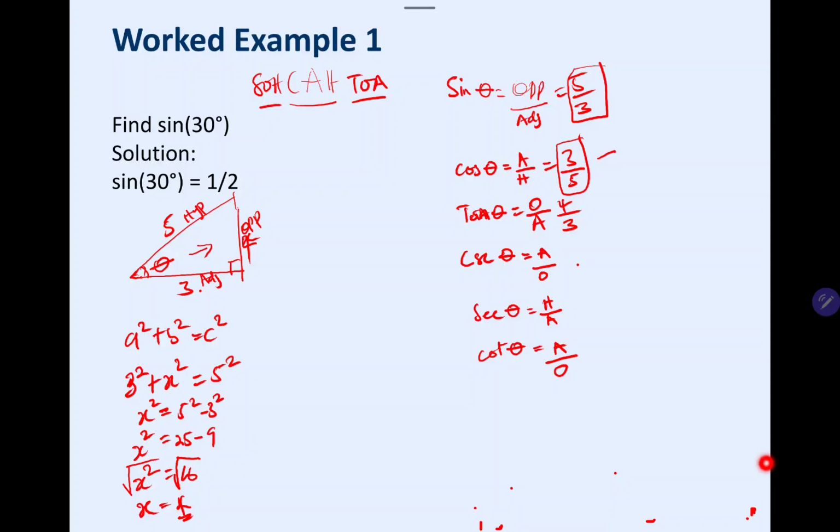Then the cosecant theta is the inverse of sine theta, so we just flip it, and it will now be 5 over 4. The secant theta will be the inverse of cos theta, which is now 5 over 3, and cotan theta is the inverse of tan theta, which will now be 3 over 4. All right, so that's the value for the 6 trigonometric functions.